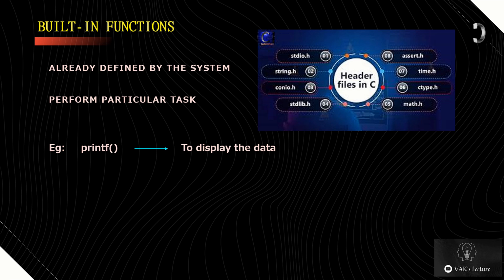Before using this function, we have to include the library stdio.h, which means the standard input-output header file. Without this header file, the compiler cannot recognize the printf built-in function, so the compiler gives an error message. So, to use any built-in function, we have to include the appropriate libraries also.